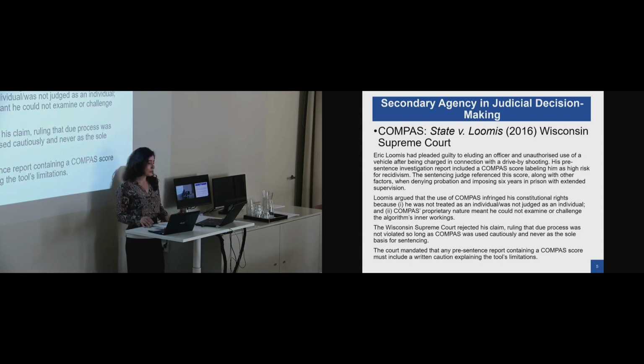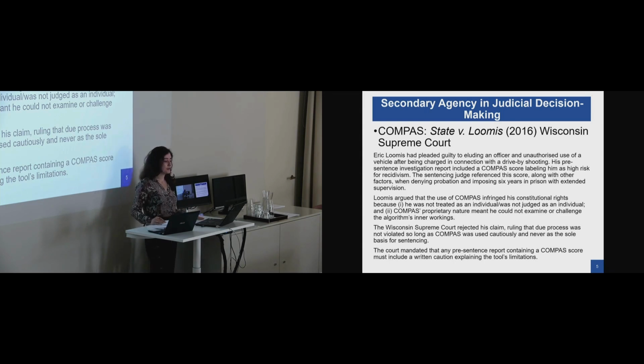And this brings me to the case study. This is a Supreme Court case in America, in Wisconsin, State versus Loomis, in which such an algorithm was used. So Eric Loomis, as you can see on the screen, a quick background for the case, had pleaded guilty to eluding an officer and unauthorized use of a vehicle after being charged in connection with a drive-by shooting. And the pre-sentence report included a COMPAS score labeling the defendant as high risk for recidivism. COMPAS is an algorithm that evaluates the risk of a certain person to reoffend.